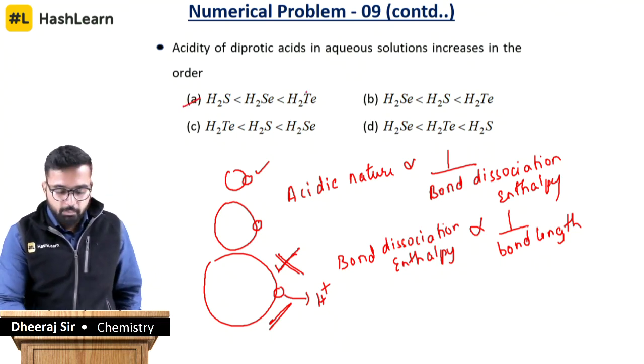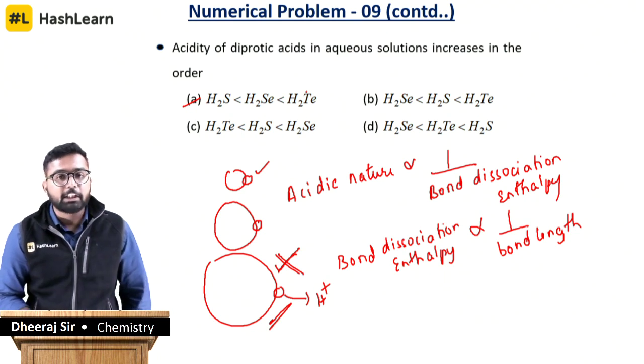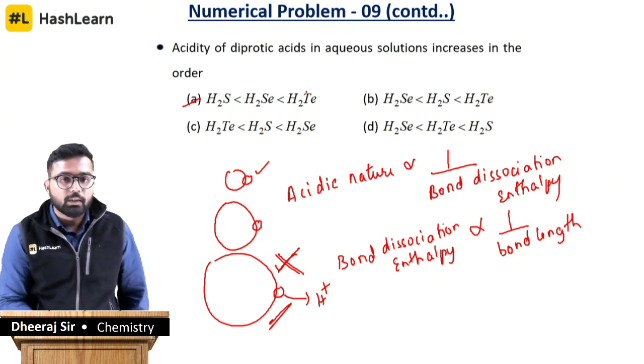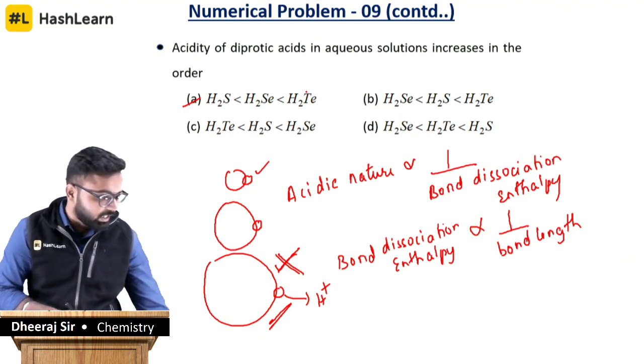Tellurium is the biggest, so it's going to be the most acidic, where it will give out H plus easily because the overlap is weaker, the bond is weaker. So breaking the bond and releasing H plus becomes very easy.